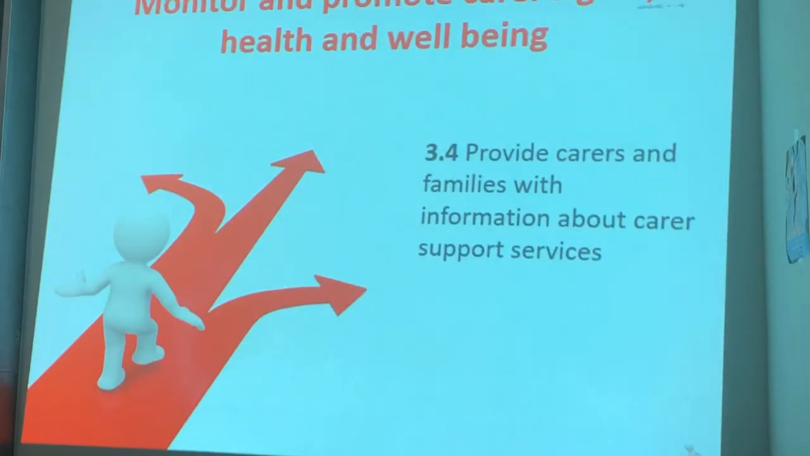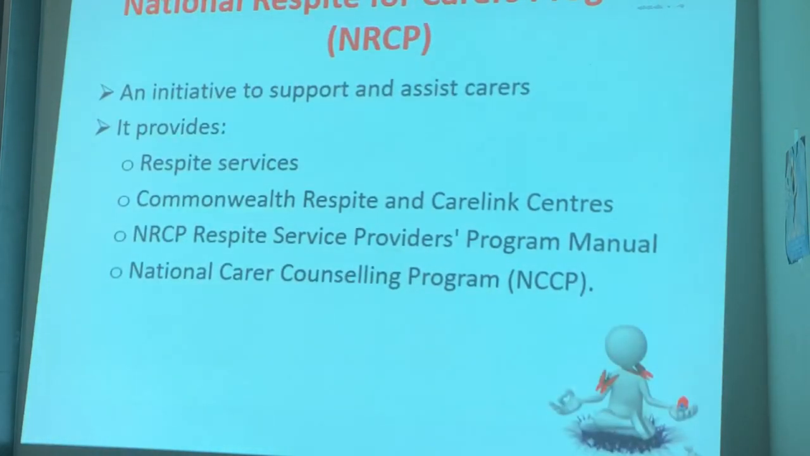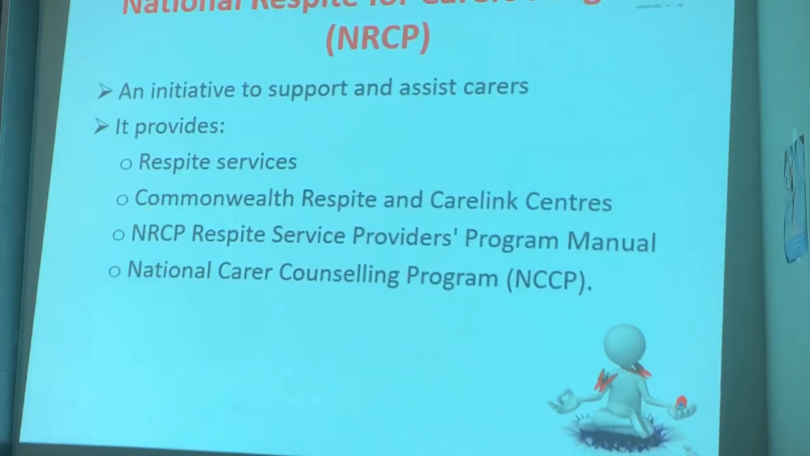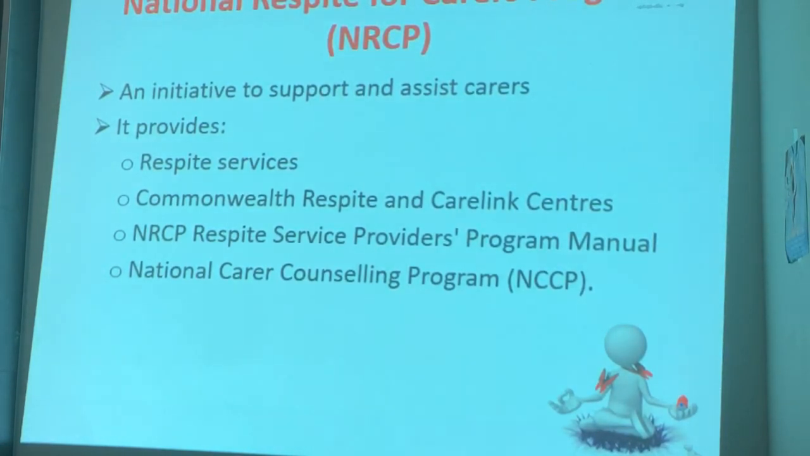Okay, next is to provide carers and families with information about carer support services. This is now your question. Under this we have the National Respite for Carers Program, an initiative to support and assist carers. It provides respite services, Commonwealth respite, and Centrelink centers. NRCP respite services provide providers, program manual, and national carers counseling program. So if you will be the one to look after your parents, then you need to learn all of this: Commonwealth respite and Centrelink centers, so that they will be able to determine how much assistance they can give you if you will be the one to look after your parents.